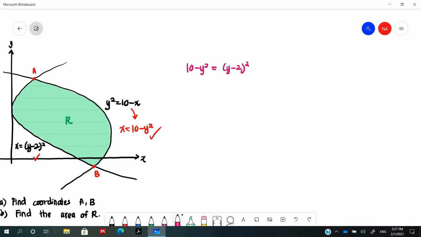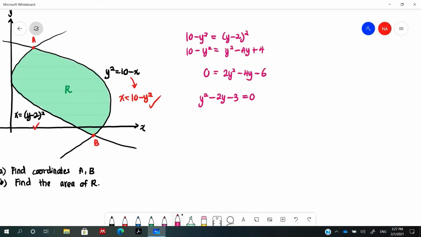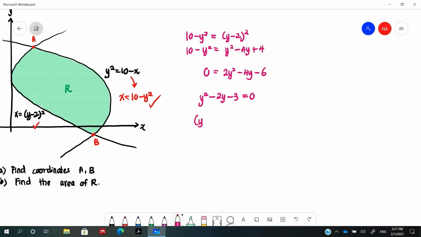So we have to expand that bracket there, so we'll have y squared minus 4y plus 4. We collect the y squared at the right side, so we'll have 2y squared minus 4y, and 4 minus 10 will be negative 6. This is equal to 0, so we try to factorize 2. We'll have 2y minus 3 equal to 0, so the factorization should be y minus 3, y plus 1. So y will be equal to 3 and y will be equal to negative 1.